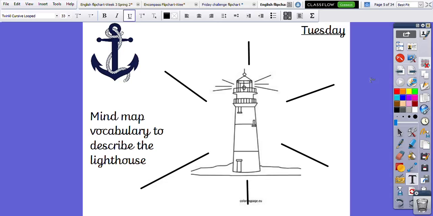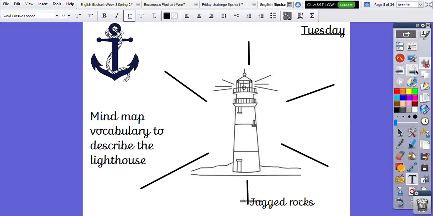As a little warm-up anchor task today, I would like you to mind map vocabulary to describe the lighthouse. Try and think of some vocabulary that you didn't use yesterday, so some features that you didn't describe yesterday. For example, you might have described the sky, but you might have forgotten to describe the rocks that the lighthouse is on. So, I might say jagged rocks as one of my phrases. Fill in this mind map in your book whilst you are at home, and make sure that you pause the video to do that and then continue afterwards.